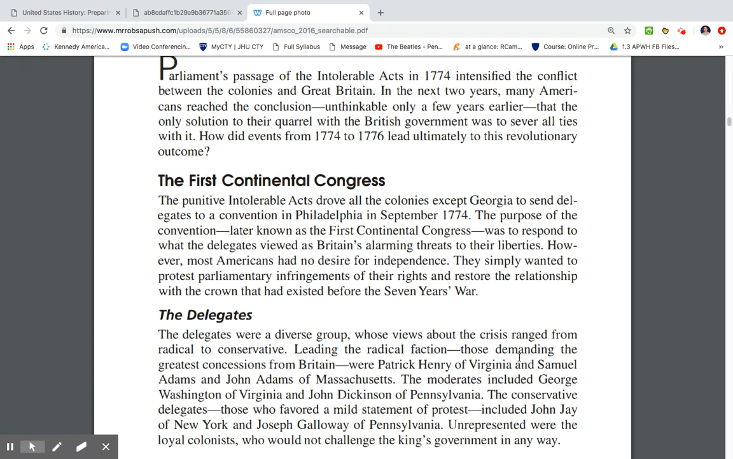However, most Americans had no desire for independence. They simply wanted to protest parliamentary infringements of their rights and restore the relationship with the crown that had existed before the 7 Years' War. So the First Continental Congress, you're looking at this as a convention with all of the colonies with the exception of Georgia. And what they're saying is we just want to go back to our old ways when Britain left us alone. We don't want to go to war.